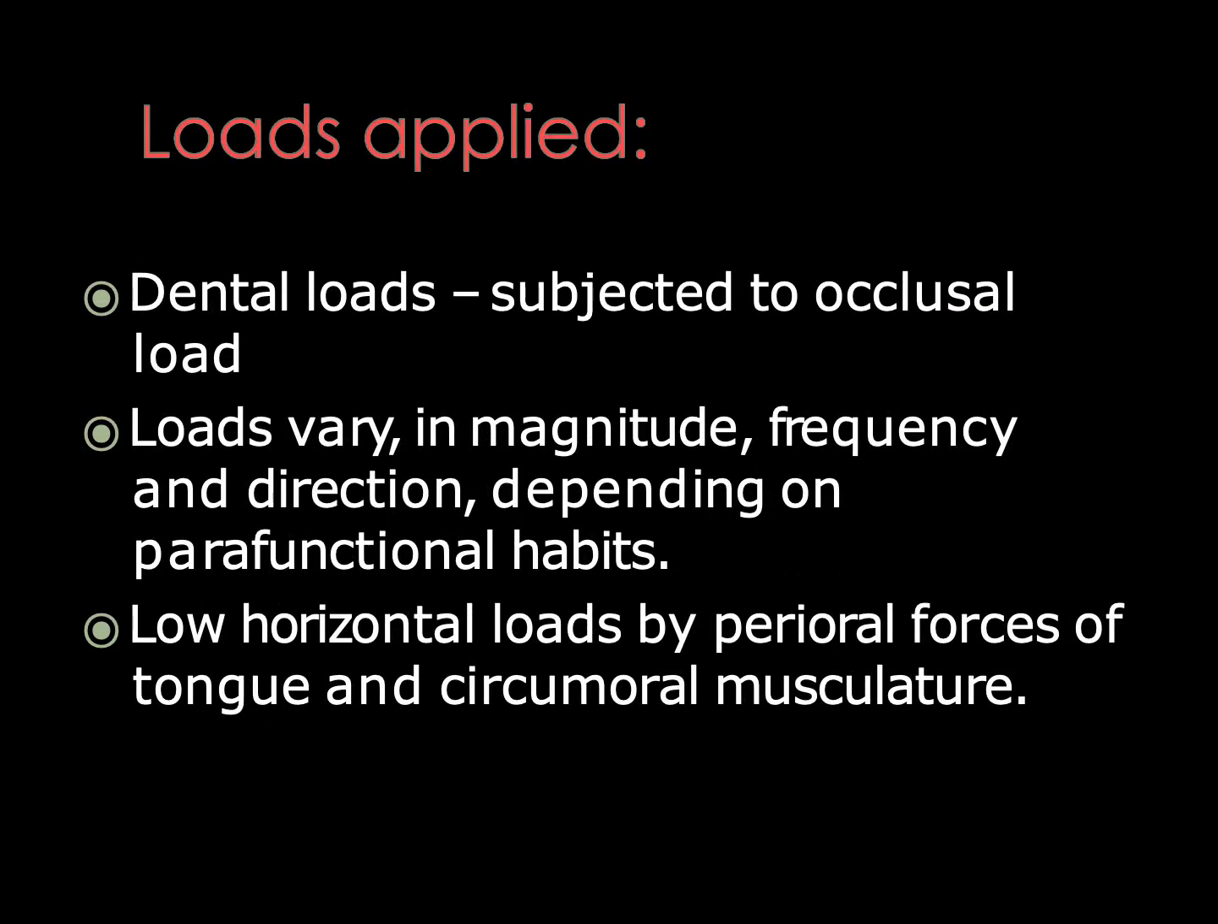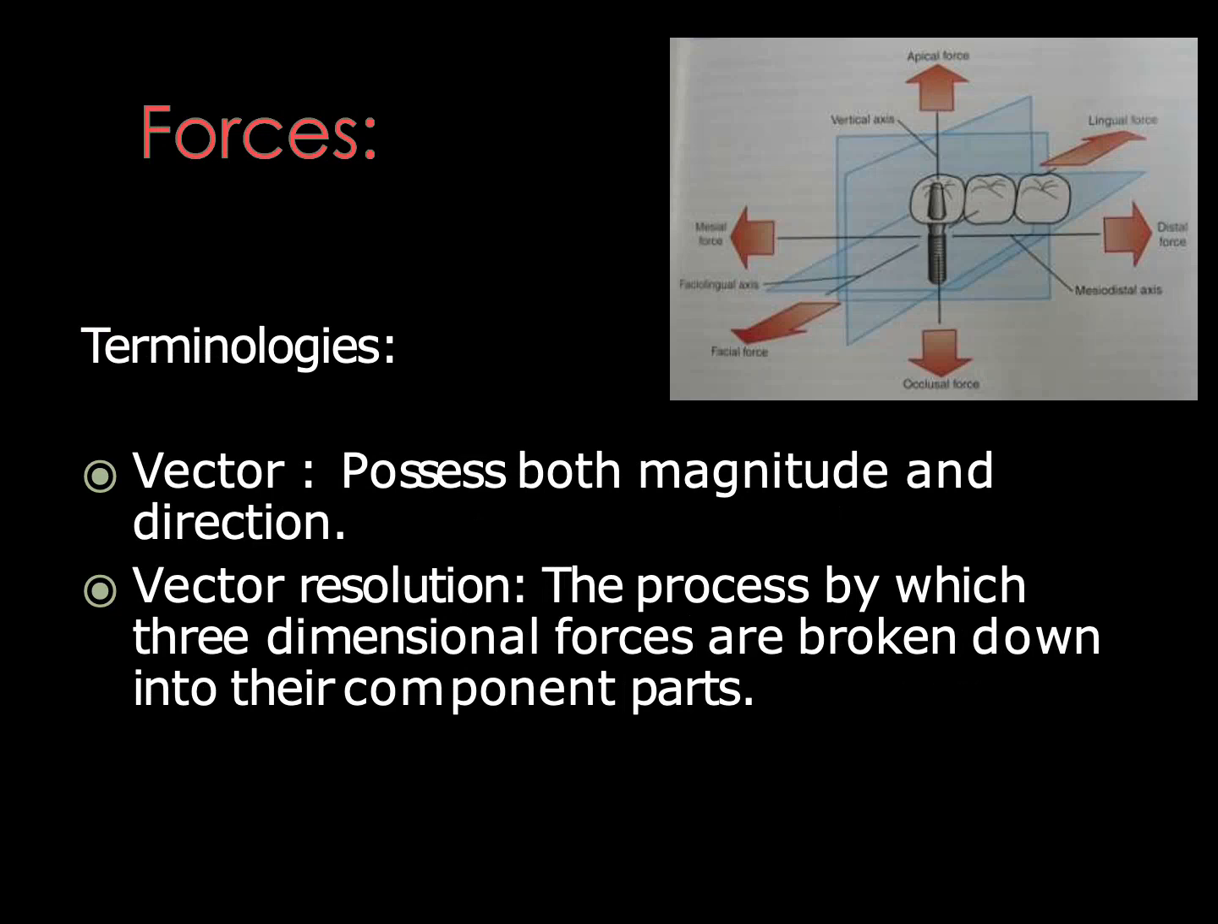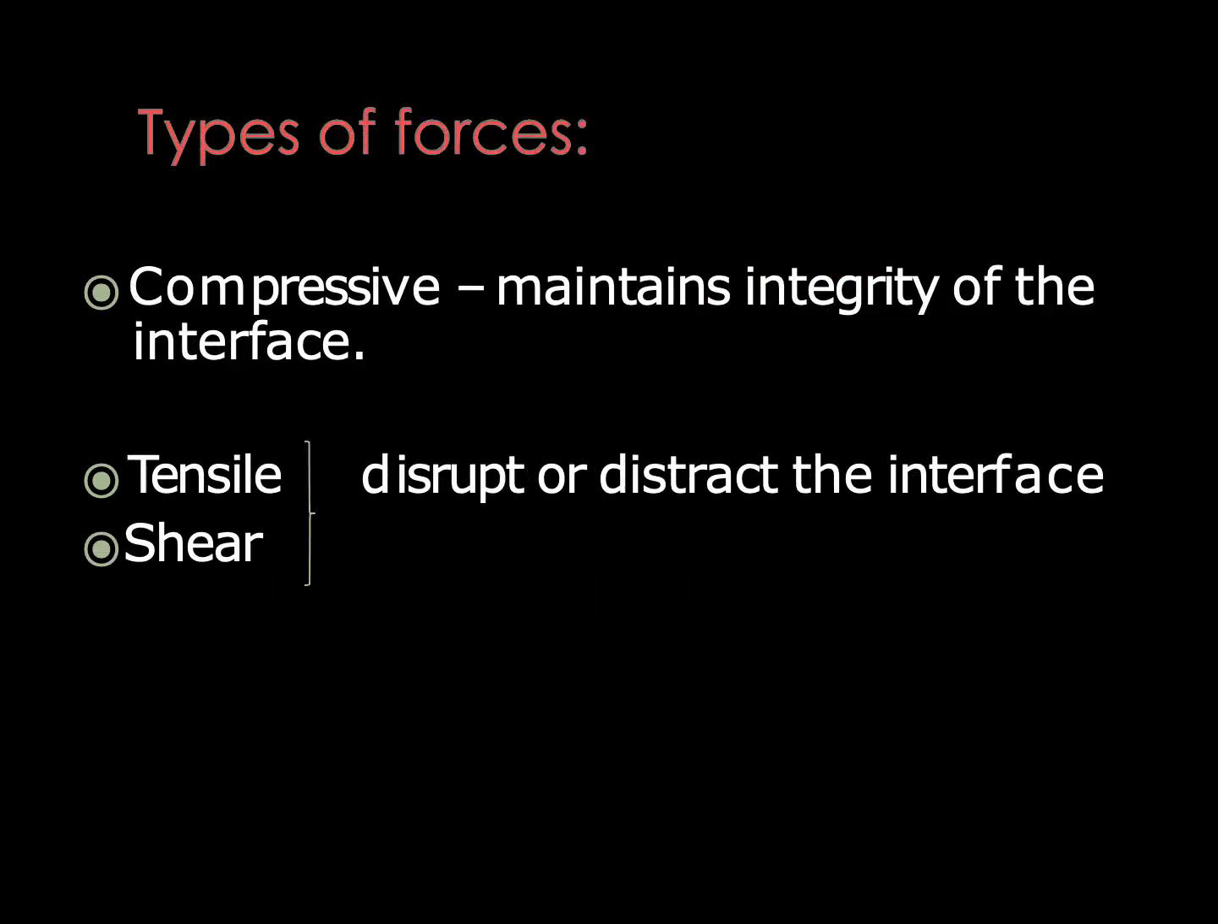The loads that are applied are mainly referred to as the occlusal loads. The loads vary in magnitude, frequency, and direction depending on the parafunctional habits. Low horizontal loads are produced by perioral forces of the tongue and circumoral musculature. A vector is a quantity that involves both magnitude and direction. Vector resolution is the process by which three-dimensional forces are broken down into their component parts.